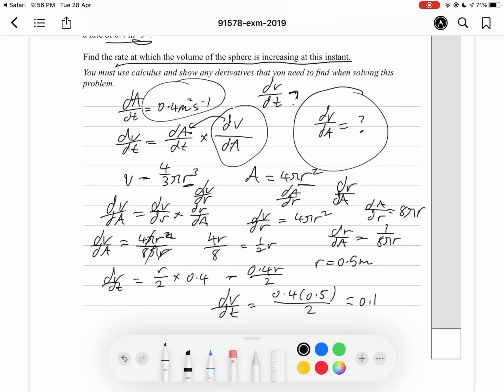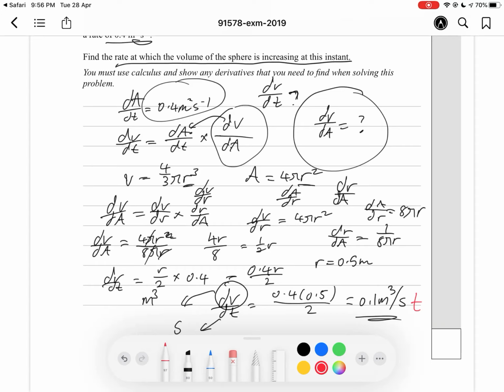And don't forget the unit. Looking at the unit, the unit of volume is meters cubed, and the unit of time is seconds. So it will be meters cubed per second. That's our unit, and that should be our final answer. And this is an excellence level question, if you can get up to 0.1 meters cubed per second.